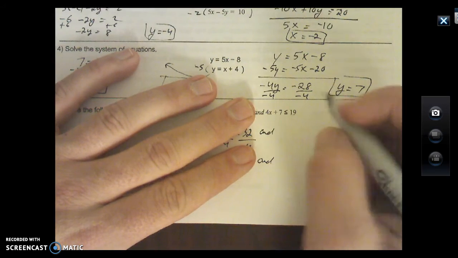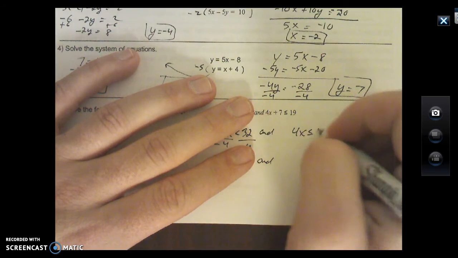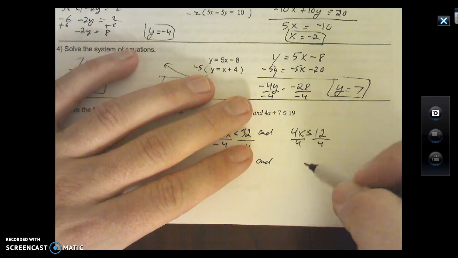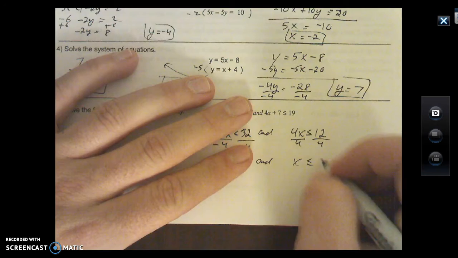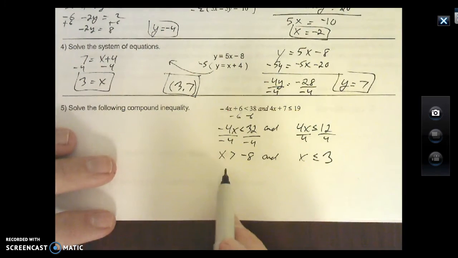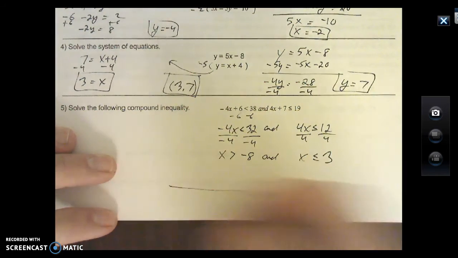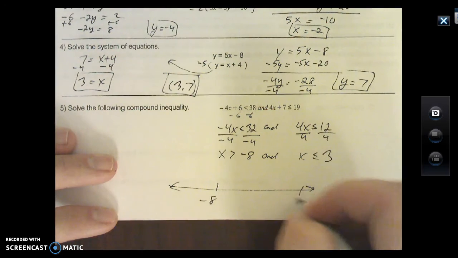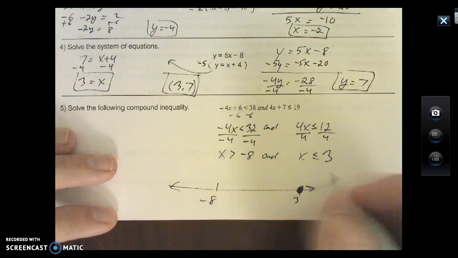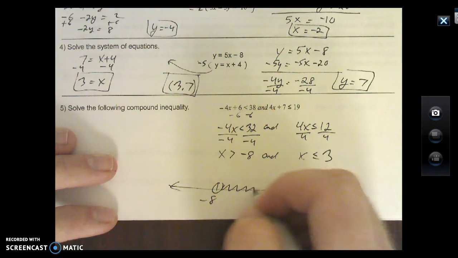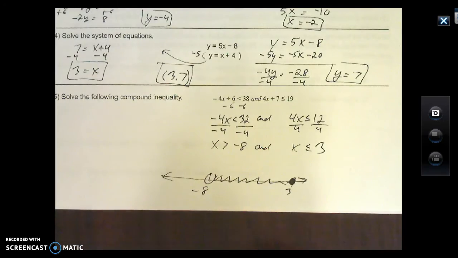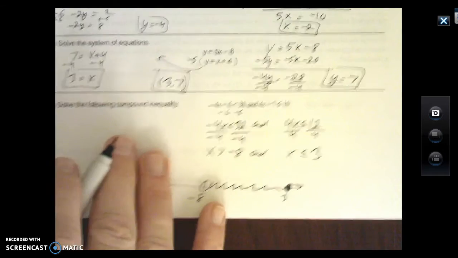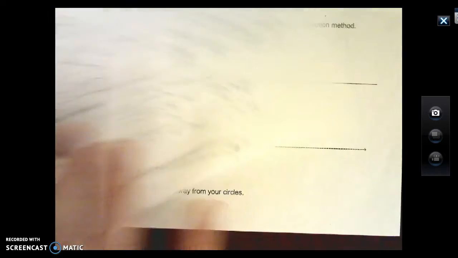Cover up your other side. Subtract 7 from both sides. 4x is less than or equal to 12. Divide by 4. Please note I'm dividing by a positive 4, so my inequality sign stays the same. Alright, so x is greater than negative 8 and less than or equal to 3. So here's negative 8, here's positive 3, it's everything in the middle. It is going to be multiple choice questions, so you just have to know how the graph would look if it was asking for the graph. Okay? Very nice.